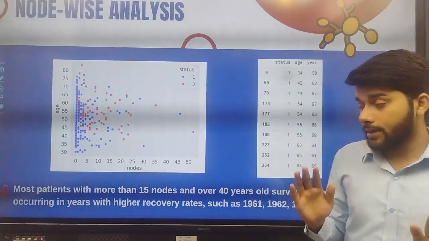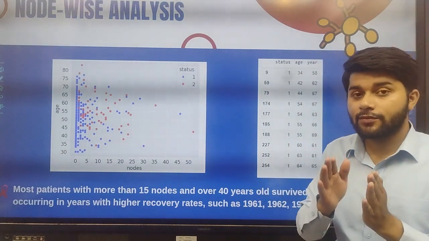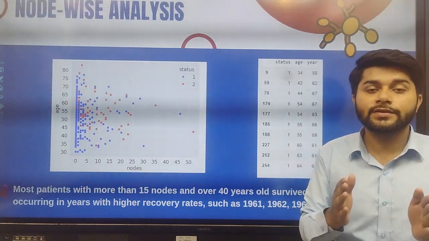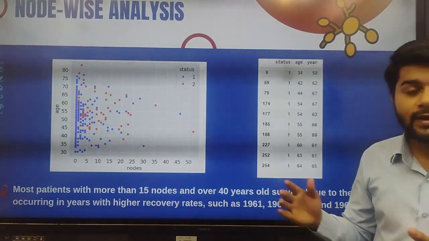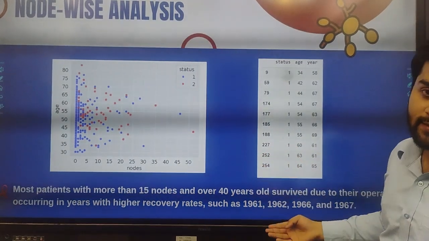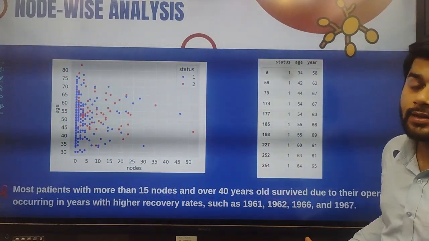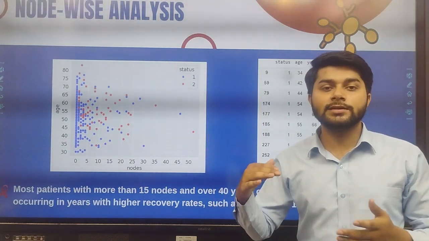I am concluding what I am saying. 55% of the patients who survived were age 40 or higher, or had lymph nodes 15 or higher. What's the reason? We have clearly seen that for those patients the operational year was 1961, 62, 66 and 67. Those years were successful years for their survival rate.